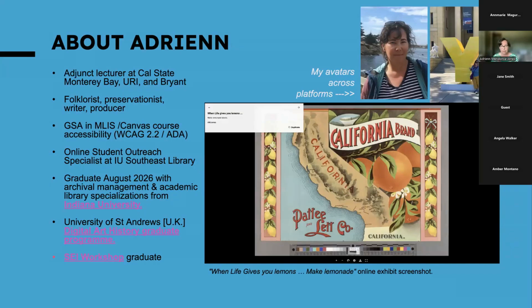I'm a former adjunct lecturer. My background is as a folklorist and preservationist, a writer and producer. I worked with KAZU, which was a small station with NPR. Currently I'm a graduate student assistant, going back to school, people, and an online student outreach specialist at IU Southeast Library. So I work in my department and at a library presently, both remote positions. I'm also working on the side with the University of St. Andrews in their digital art history graduate program, which is where some of this interest developed.